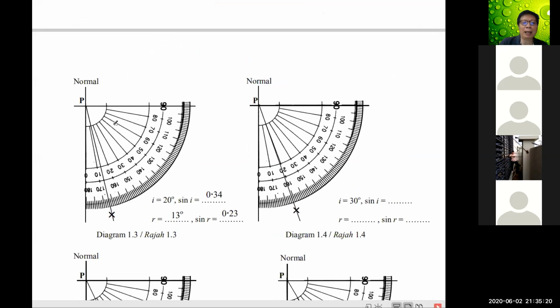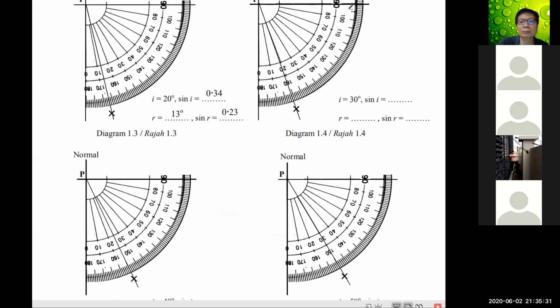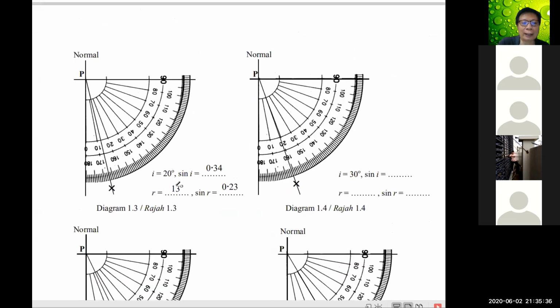The first diagram informs you already the angle I is 20. The angles of incident are all given, fixed. You only need to measure the angle R. You see here is angle R. Like this one is 13. That means zero starts from here, remember? Start from here, 0, 10, 11, 12, 13. So it's 13 degrees. So you write here 13.